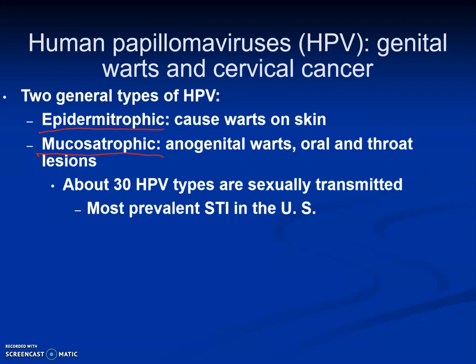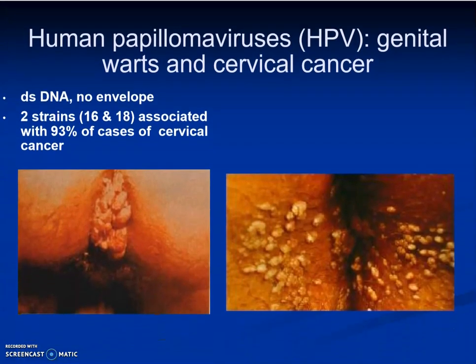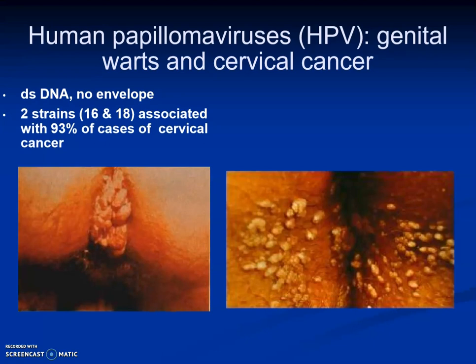About 30 of them are sexually transmitted, making it one of the most prevalent sexually transmitted infections in the United States. STI stands for sexually transmitted infection. So here are some nasty pictures of human papillomaviruses causing genital warts and cervical cancer. The virus here is a double-stranded DNA virus, no envelope.